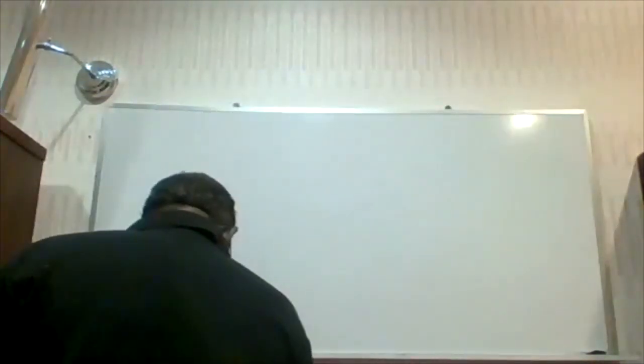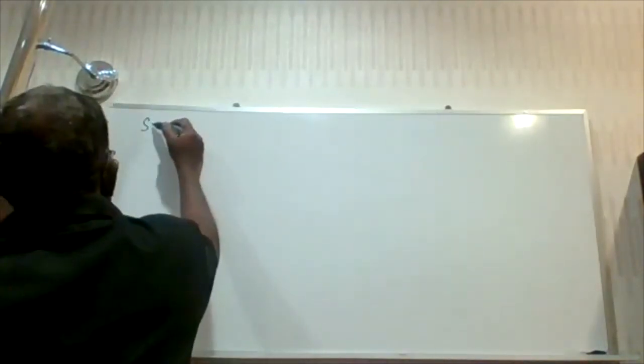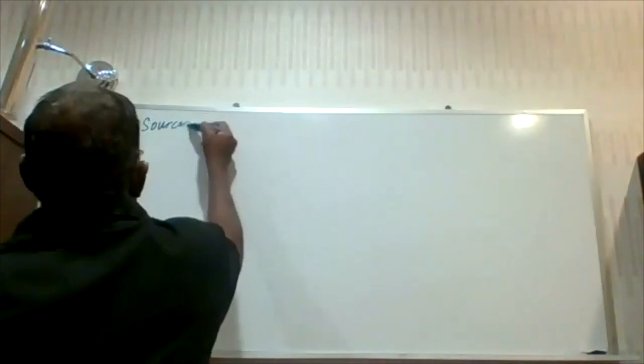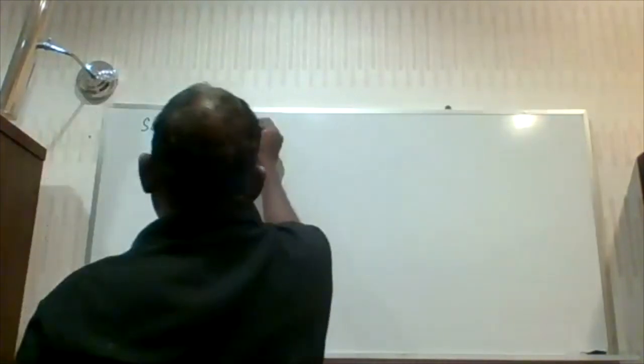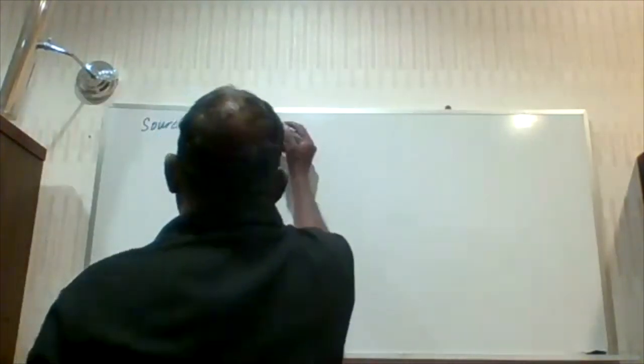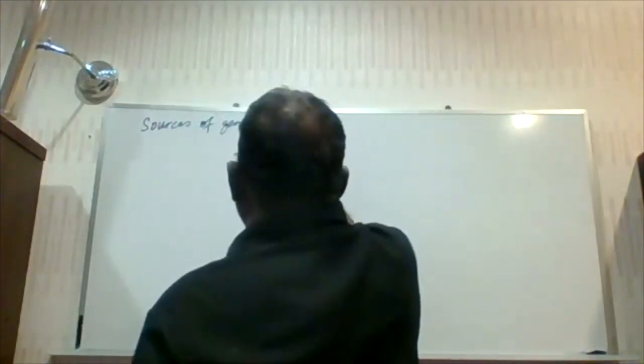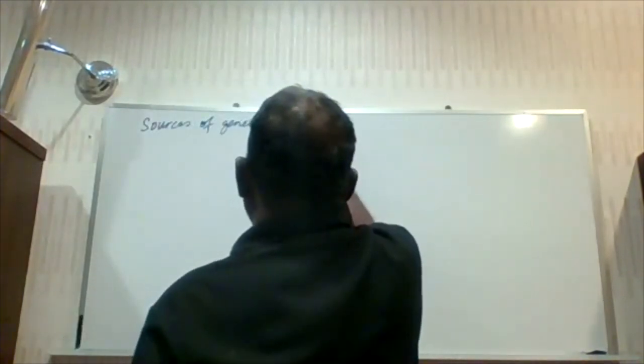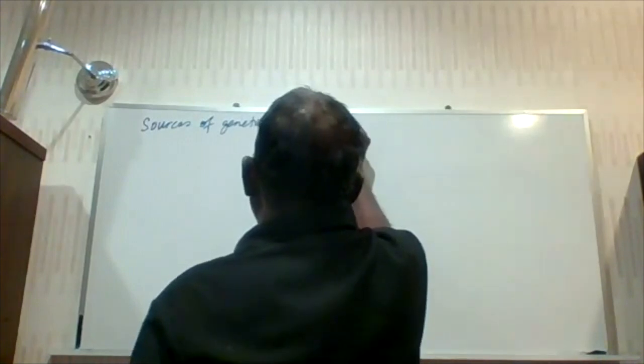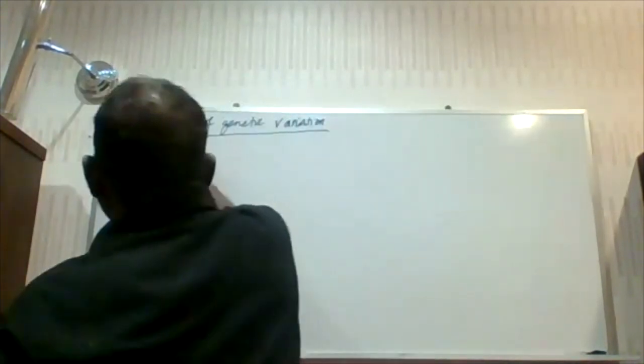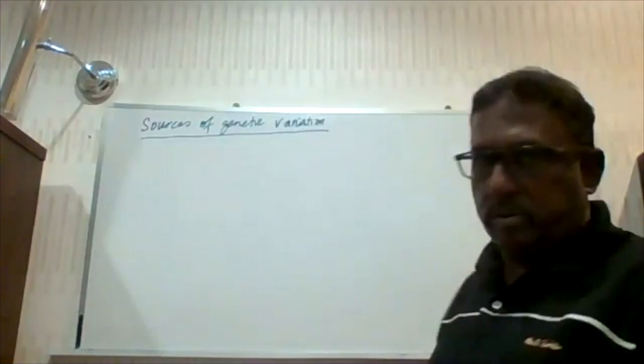All right. So we are going to go more into the biological processes that cause the genetic variation. Sources of genetic variation. So let us use our creative and analytical thinking. What do you think? What do you think are the sources of genetic variation?